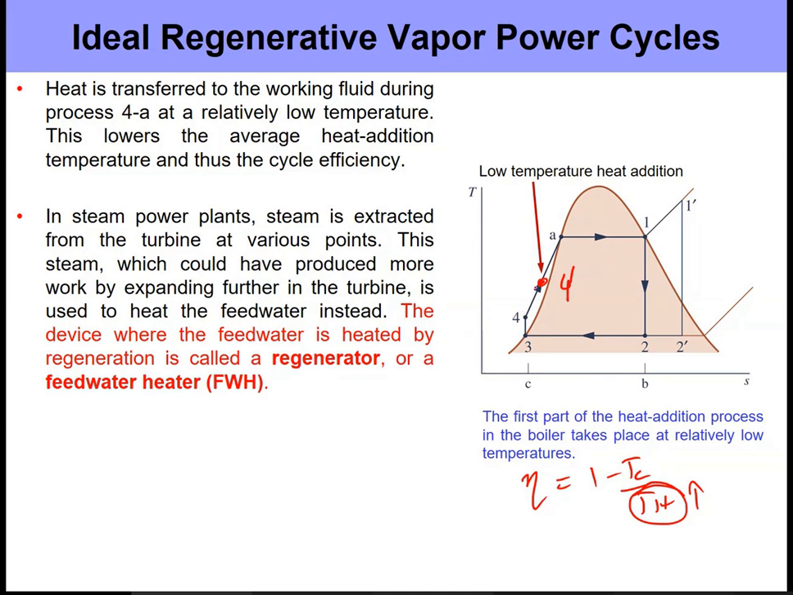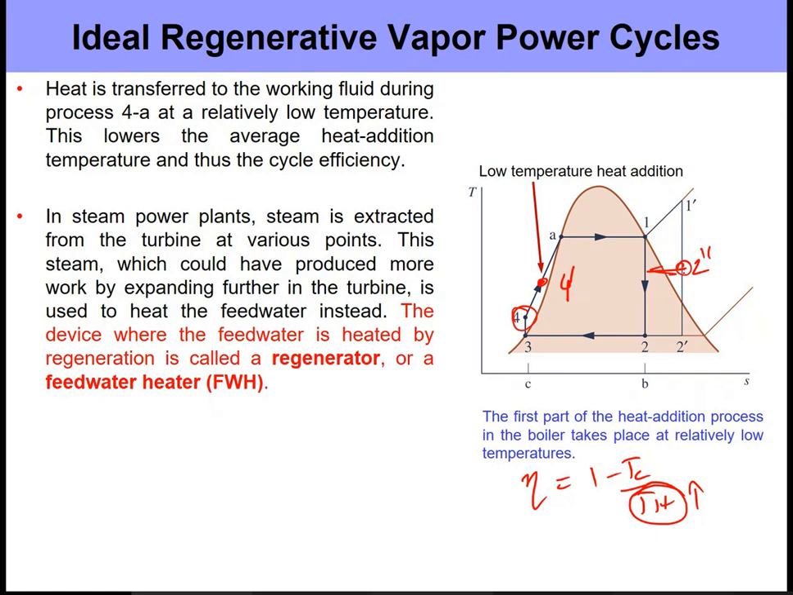Now, if I want to increase the temperature of the water entering the boiler, I need to somehow heat the water at state 4. And the way it is done in most power plants is that you allow some part of the steam to expand within the turbine, but at some midway pressure; you don't allow everything to expand all the way to the condenser. Let me call this 2 double dash, and at this point you extract some amount of steam.